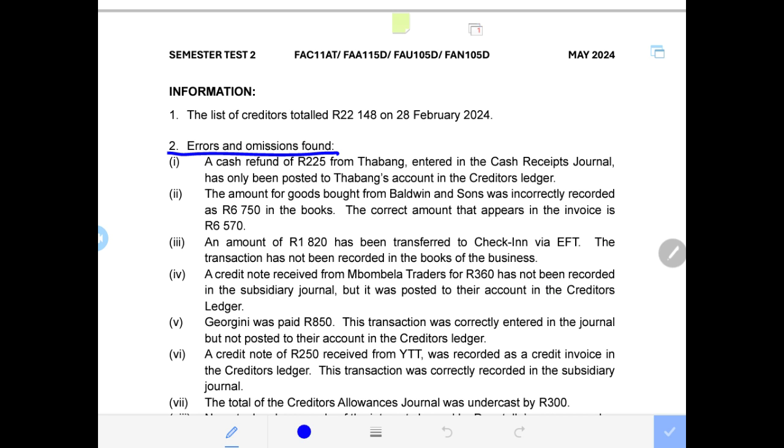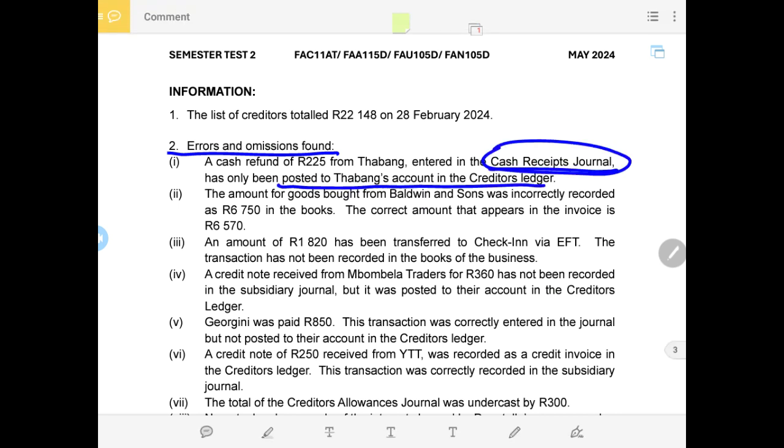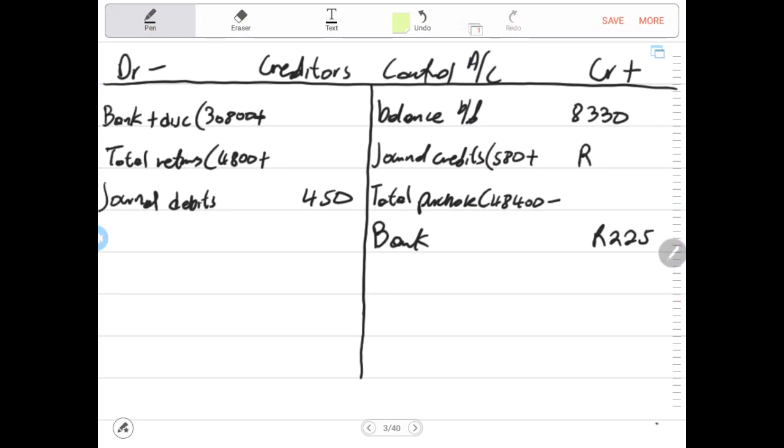Then we go to, and remember they said that this was entered correctly in the cash receipt journal. Remember, we have received the money from our supplier. So the amount we received from the supplier in the cash receipt journal was correctly recorded. It was entered in the cash receipt journal, but has only been posted in the account of the customer. It was only posted in the account of the customer, but not in the cash receipt journal. And we know that if the journal is not recorded, then we correct in the Creditors Ledger. Then we come now to the next entry.